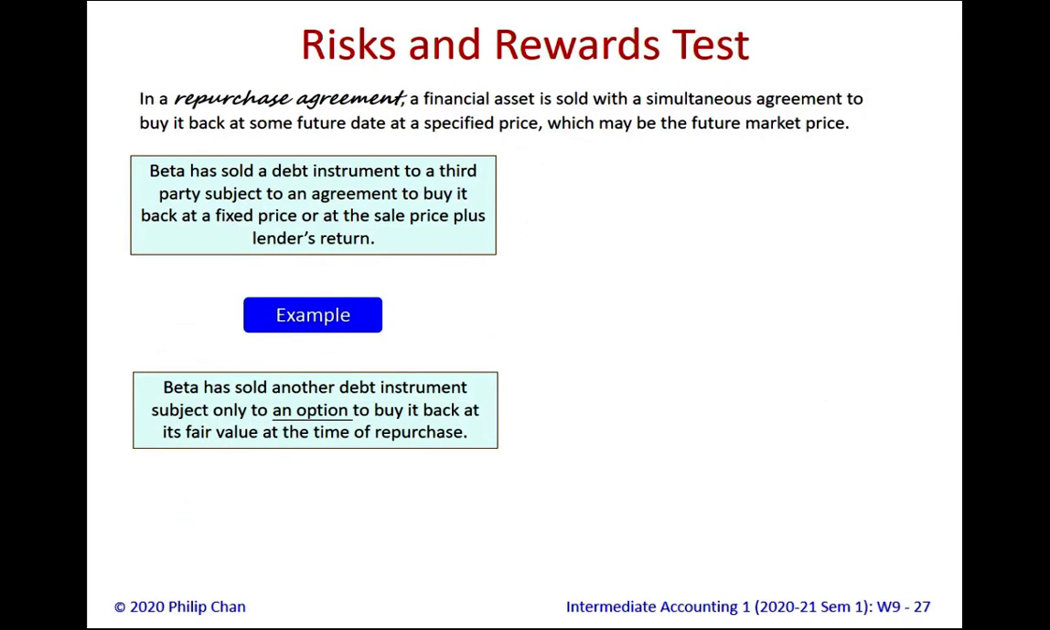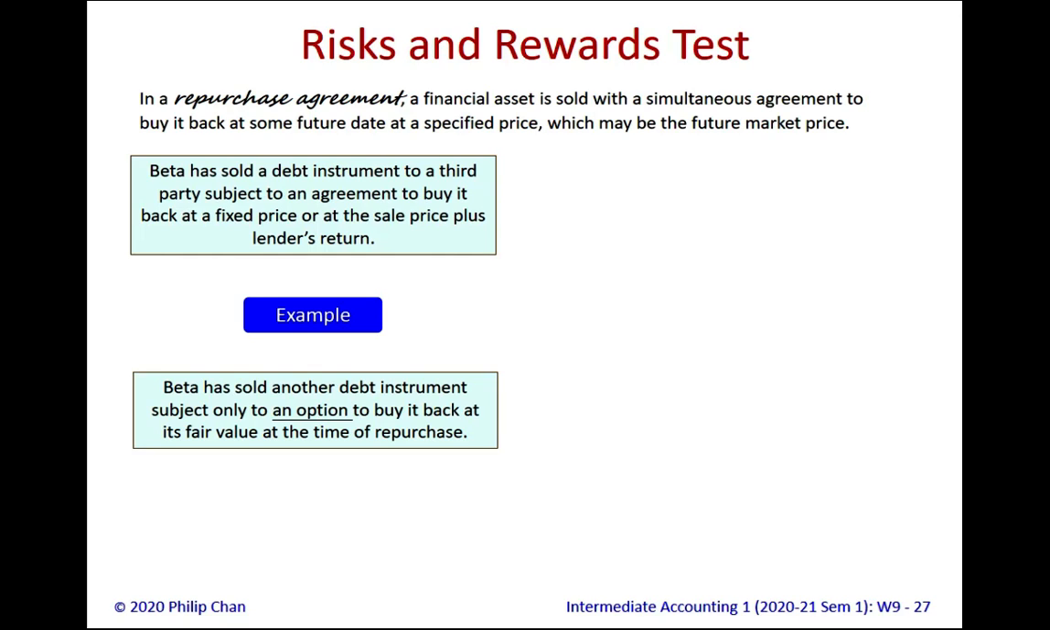Well, let's look at the second example for the risk and reward test, and this time we will look at repurchase agreements. Don't confuse this repurchase agreement with the one you've learned from revenue. In the case of revenue, you are selling inventory, which is non-financial in nature, and then you are committed to buy it back at a different price in future. This is to sell a financial asset, which you then simultaneously buy back at some future time at a specified price, which may be the future market price.